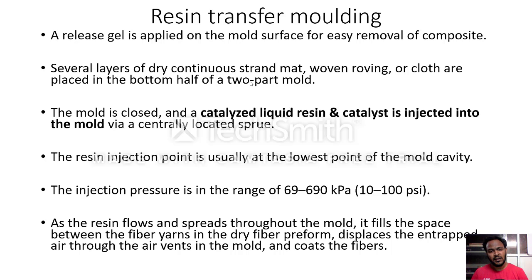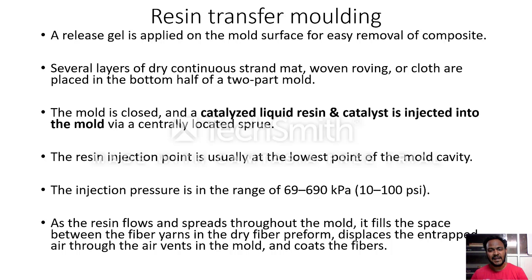You can keep a dry continuous strand mat or woven roving or cloth, anything, but now in our case you have a preform that is already made. So the preform is the raw material for this resin transfer molding. So once you keep the preform between the lower half of the mold, which is the mold surface, and you close the mold with the upper half of the surface, then what you do is you inject the resin.